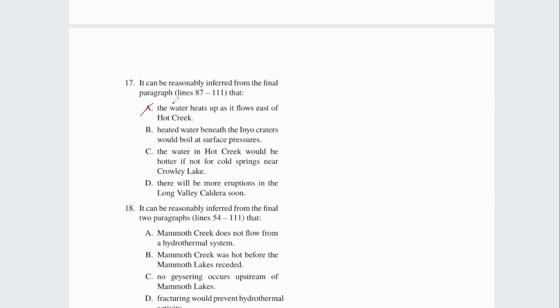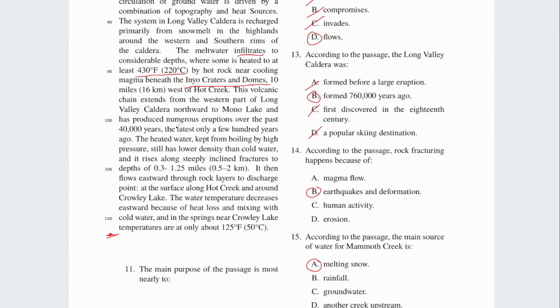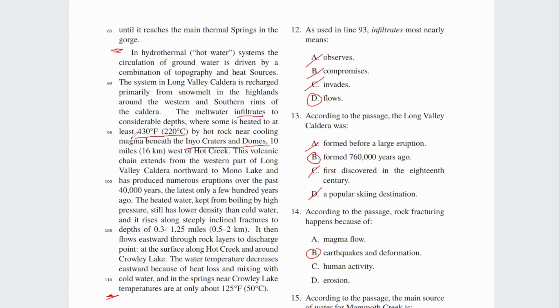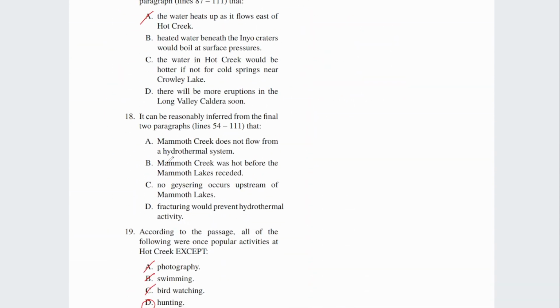But anyway, the water is well above boiling, right? Water that is 430 or 220 degrees Celsius is well above boiling. So we can know that it would boil at surface temperatures if it's at 430 Fahrenheit or 220 Celsius. So wow, that's a really tough question.